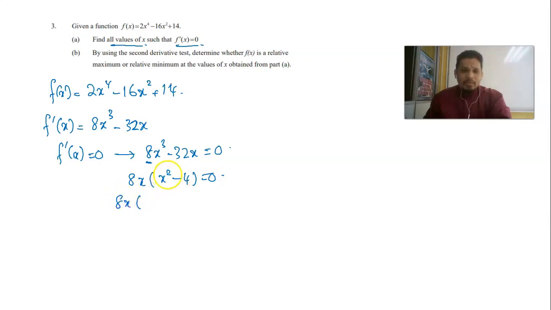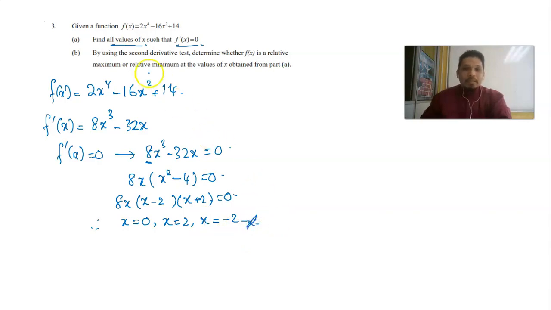8x times x squared minus 4, we may continue to factorize this as x minus 2 and x plus 2. So from here, we can list down all the values of x, which is x equal to 0, x equal to 2, and x equal to negative 2. Okay, so that is all the values of x such that f prime x equal to 0 for question A.